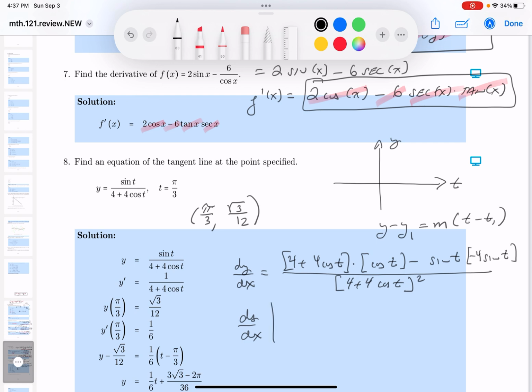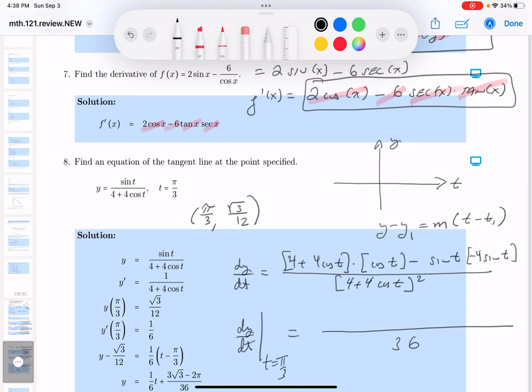You know what? I wrote something down that's incorrect. I'm going to correct it now. I'm so used to writing certain things down, but it's not dy dx, it's dy dt. And I want this to be t at pi over 3. All right, let's go through it. What do you get in the bottom? Well, the cosine of pi over 3 is going to be a half, so you get 4 plus 2, which is 6. 6 squared is 36.